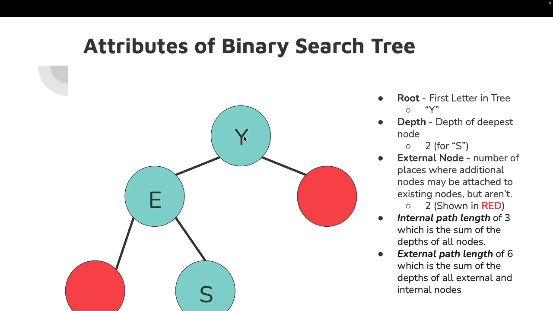So we have 0, and then E is 1, and then this one would be 1 as well. So now we have 2 so far, and then S was 2 we got, so it's 4 right now, and then this depth is also 2. So it'd be 4 plus 2, which is 6. So that'd be the external path length.